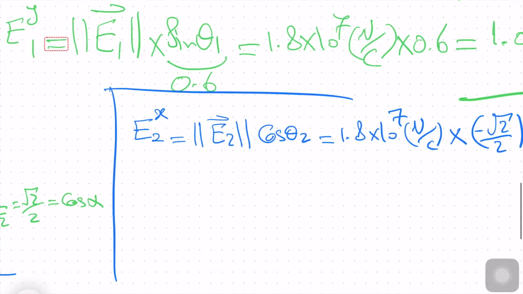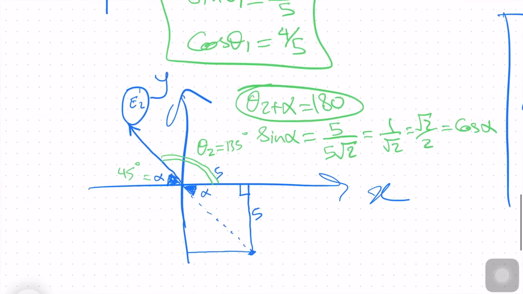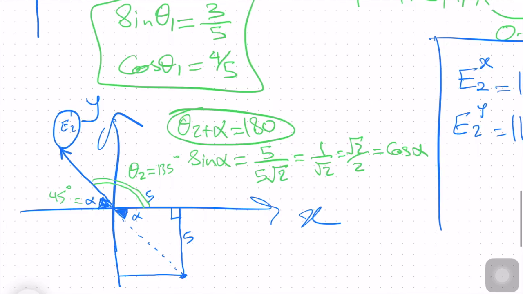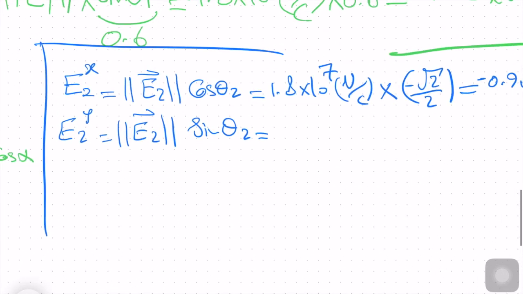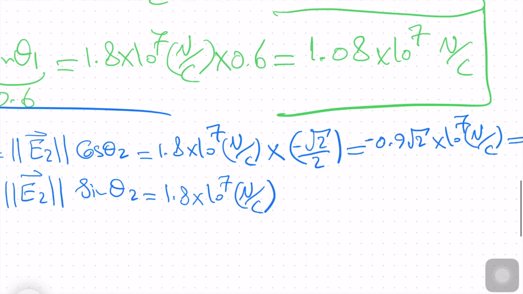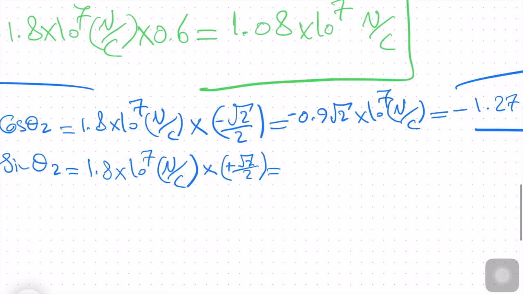Okay. Now, what about the y component of E2? Well, same magnitude times sine theta 2. Now, sine of 45 and sine of 135, they're the same. In fact, whenever the two angles add up to 180, their sines are equal. So it's 1.8 times 10 to 7 Newton per Coulomb multiplied by plus root 2 over 2. So there's no minus sign here.